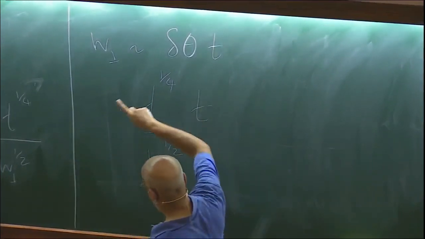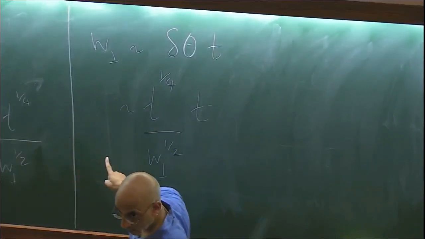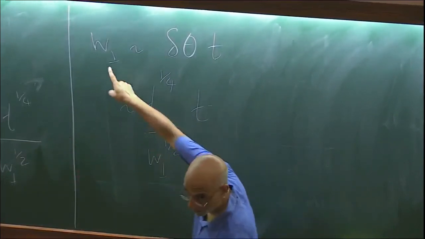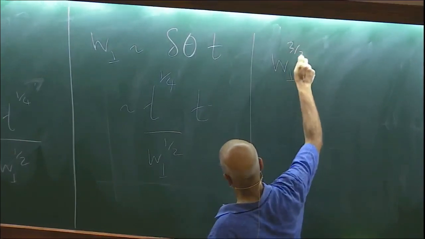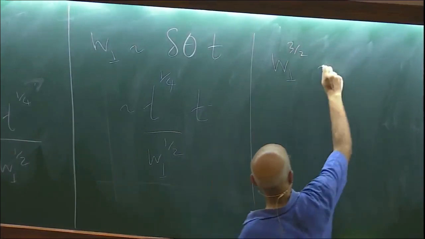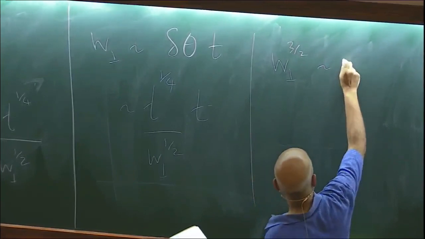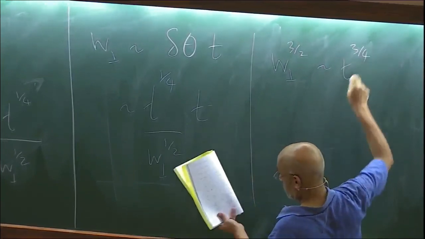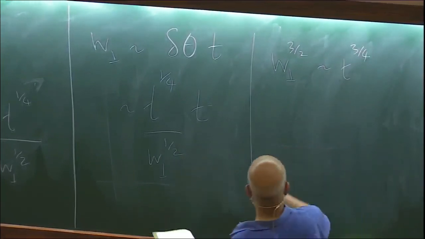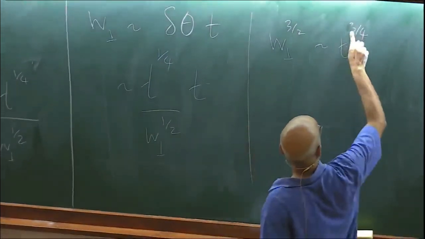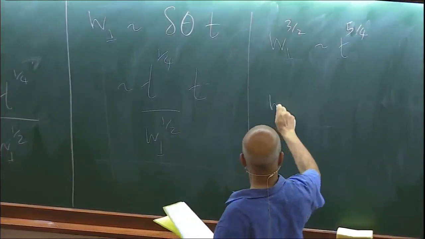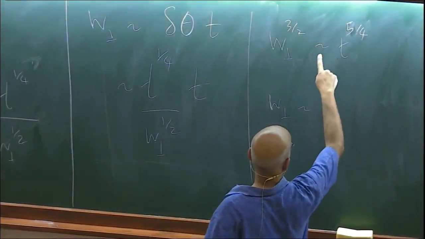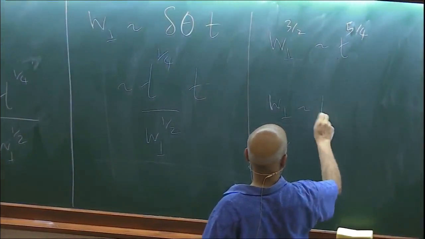So matching these two ideas together, we get a self-consistent expression for W perp, which is W perp to the 3 halves is t to the 3/4. Am I right? Do I really get that? 5/4. Excuse me. Good. Okay, and that means W perp goes as whatever this is, t to the 5/6.